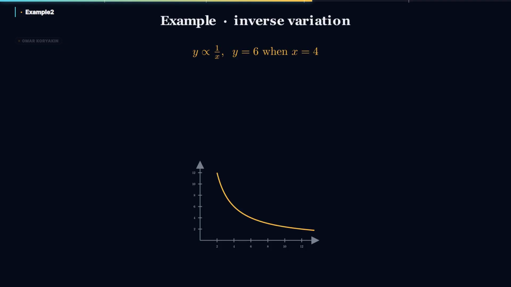Example 2. Y varies inversely with x. We are told y equals 6 when x equals 4. Find the constant k, then find y when x equals 12. The hyperbola plotted below is the variation curve.